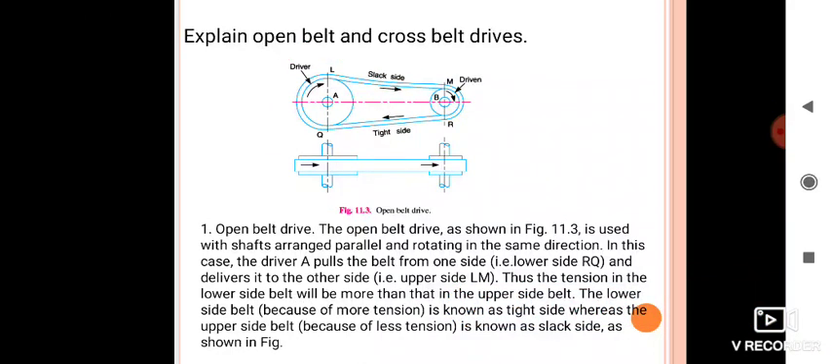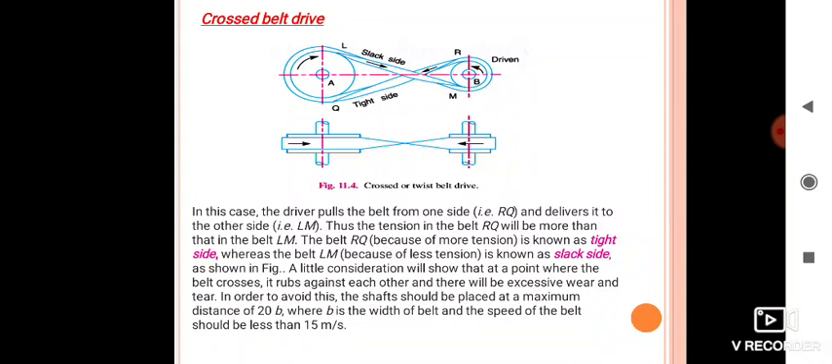You have to remember these three or four labelings, that is, the parts of this belt drive. Next, cross belt drive. The figure shows this cross belt drive, and it is also called twist belt drive. In this case, the driver pulls the belt from one side and delivers it to the other side.